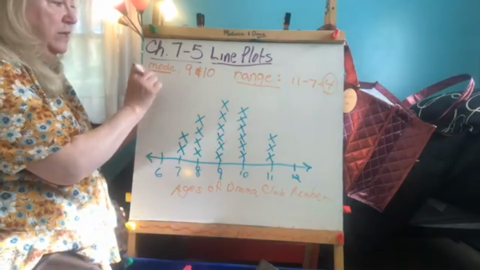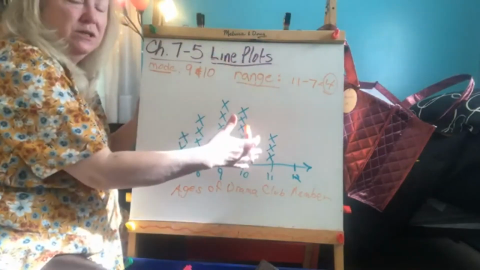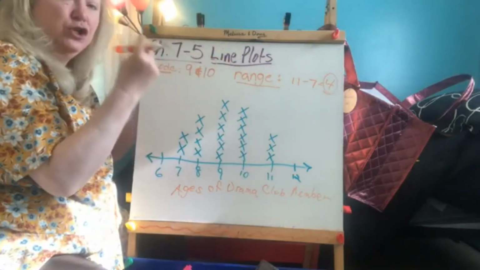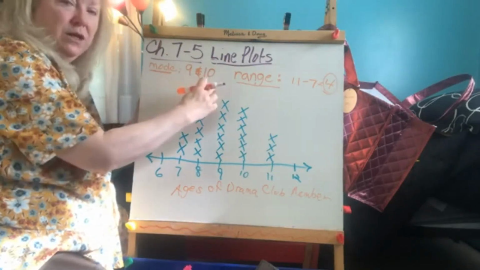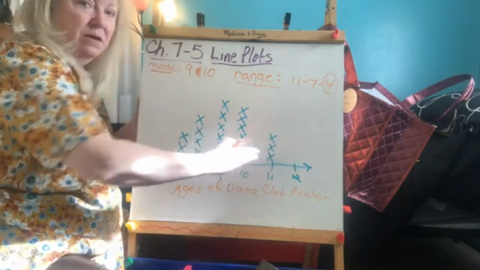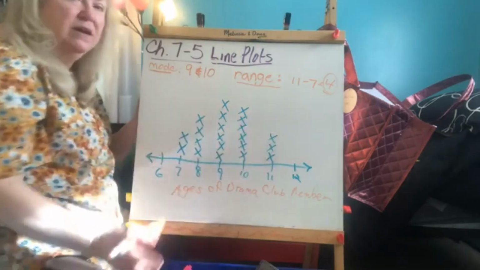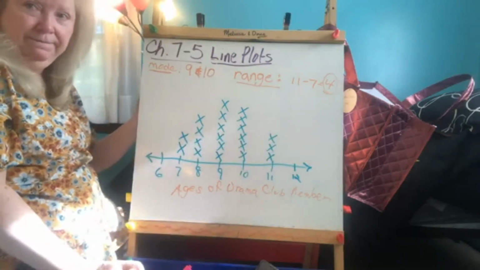And the mode is the one that occurs the most. And if there are 2 that are tied for the most, then there are 2 modes. If none of them are different than each other, then there is no mode. Okay? There is no highest.